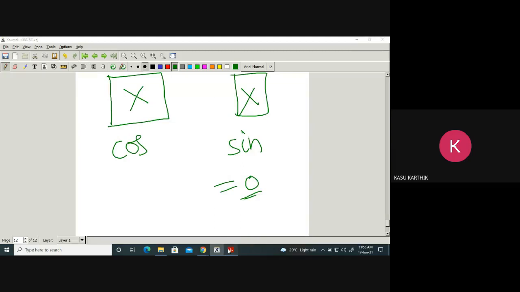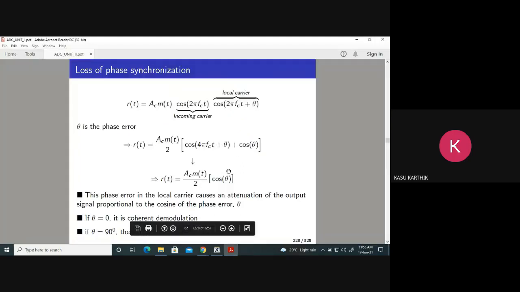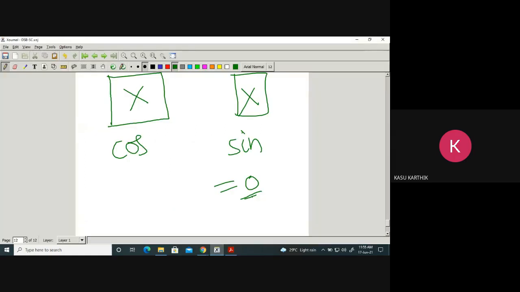So you should make sure that there is no phase error equal to π/2. Other values are okay; only π/2 is not desirable. If it is π, also okay. If it is π/4, also okay. You don't have any problem with any phase error except π/2 or 90 degrees. If it is 90 degrees, you have a problem: the output will be 0. This is called the null effect. So this is about demodulation of DSBSC.